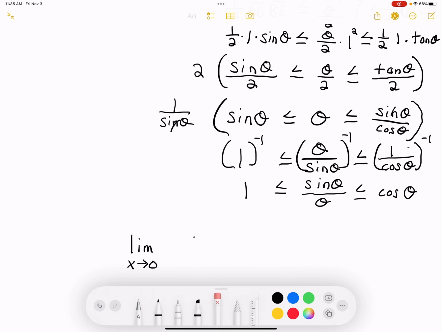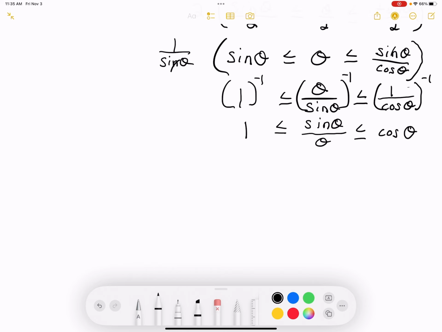Now, at this point, I'm going to use a property of limits, which is that you can distribute a limit across the inequality. So if I have this statement, 1 is less than sine theta over theta, which is less than cosine theta, then the next statement is also true. I can take the limit of each term as theta goes to 0.